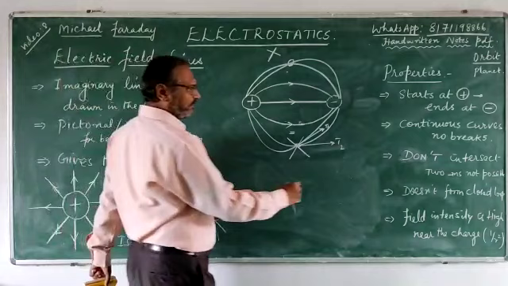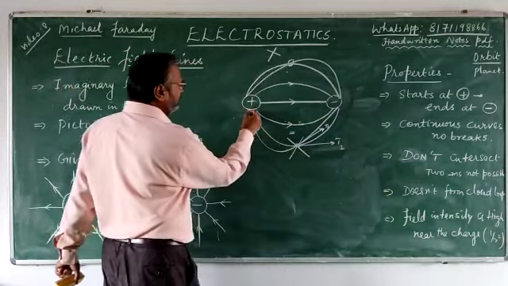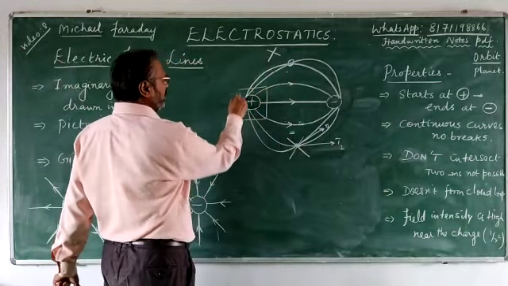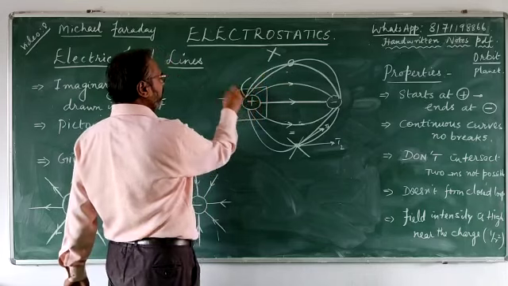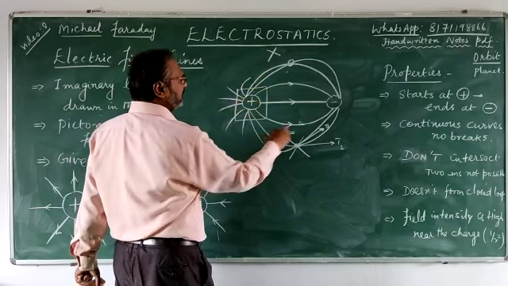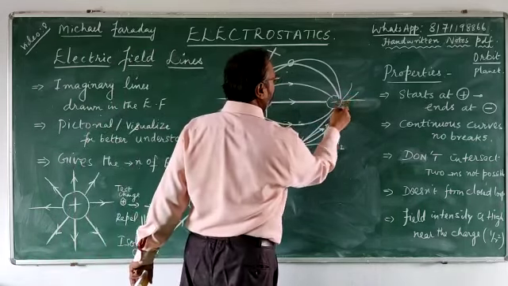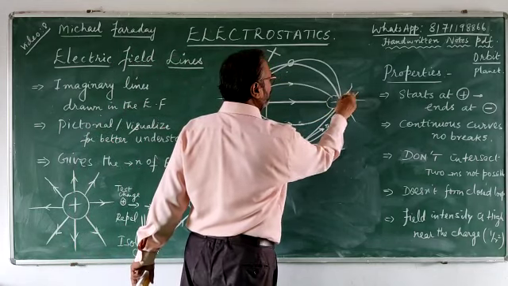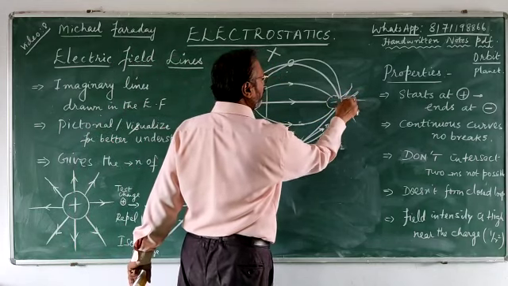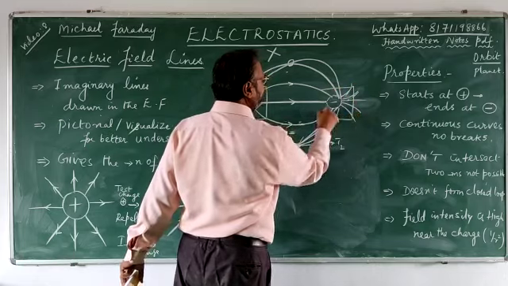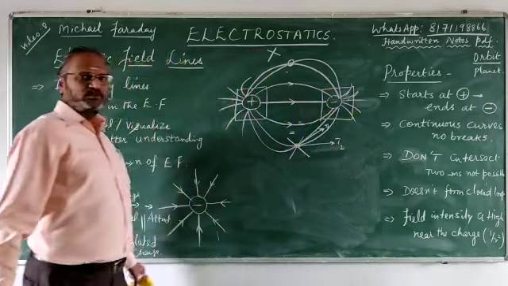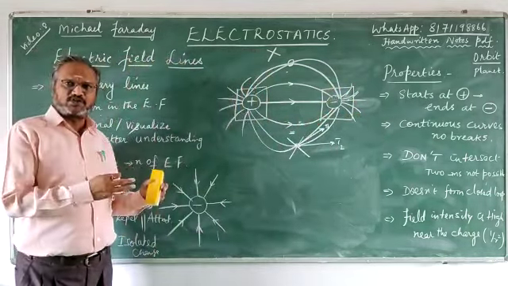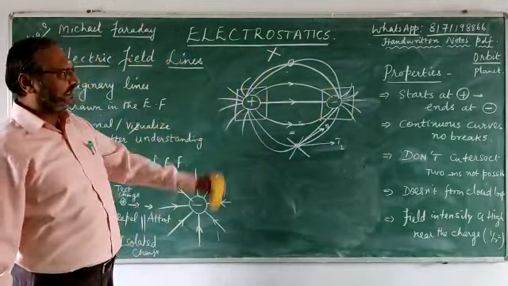And one more point we have to remember is, as you come closer to the charge, the electric field lines will be more intense. The lines will be more and more closer. It means the intensity of the field at this particular point, where the lines are closer, is very, very high.